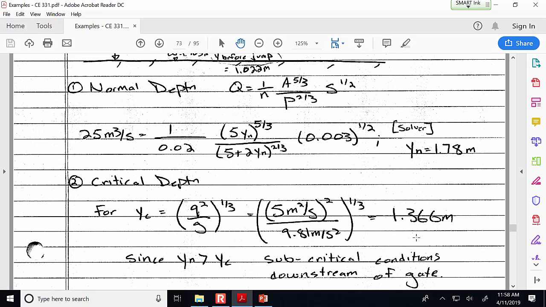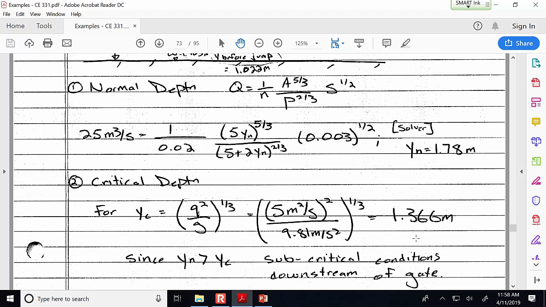So if this gate goes down far enough, it's going to cause supercritical flow under the gate, and in the channel downstream is subcritical flow. And the only way to match the two is with the rapidly varying flow hydraulic jump in between. Okay, so I'll leave that on the screen for a moment if you need to review the normal depth and the critical depth.